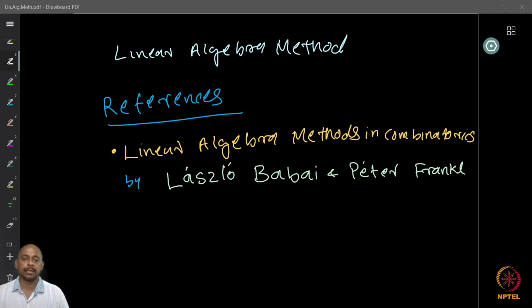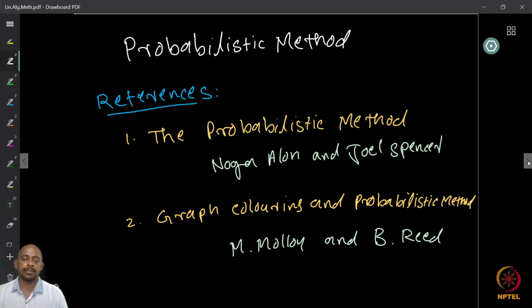online, I think from Babai's or Frankl's website, one of them. So it's a very nice book, and the presentation is also very nice, with lots of insights and many nice questions. We will look at a couple of results from this topic, and then the second topic we were looking at is the probabilistic method.